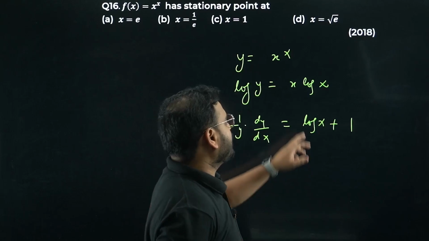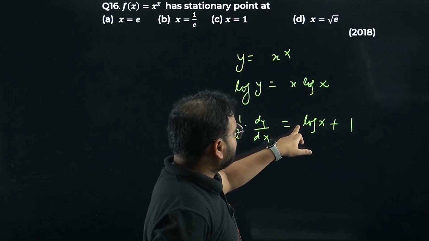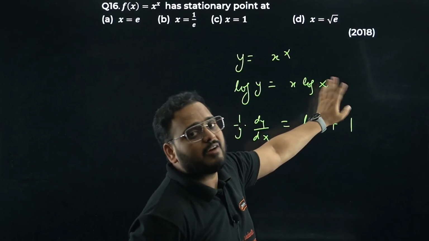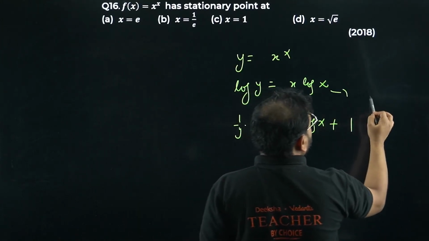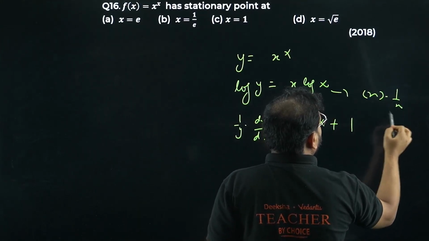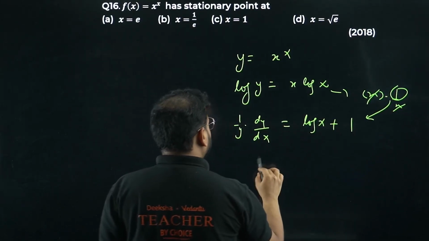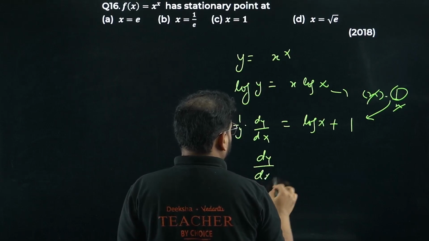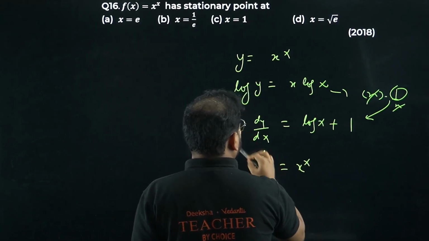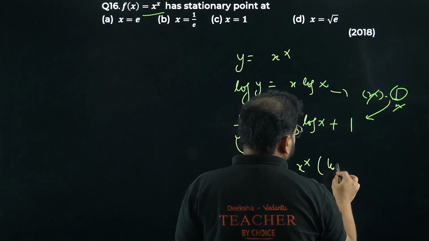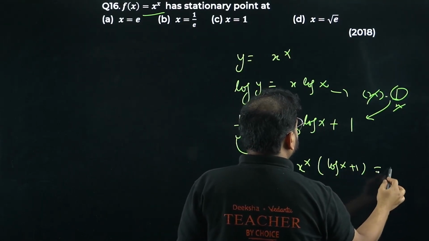Because if you differentiate x, you get 1, keeping log x as it is, and this time you keep x as it is and differentiate log x. You'll have 1 by x. You'll have x as it is and 1 by x, cancel, cancel. You have only 1 left. So I get the derivative as x power x, taking this y to this side. What is the value of y? x power x. So x power x times log of x plus 1, putting it equal to 0 to get the critical point.